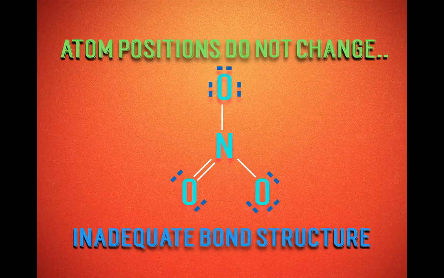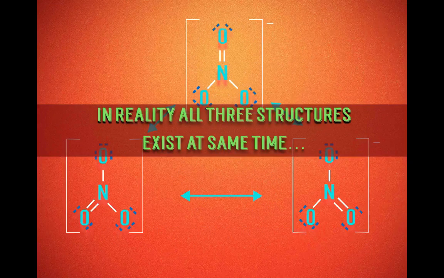One structure, like the one that you see right now, is actually inadequate. This is an inadequate bond structure. It's not accurate as to what the molecule actually looks like. In reality, all 3 structures exist at the same time. So you'll notice here how I have all 3, and I have double pointed arrows indicating that it resonates from one molecule to the other.